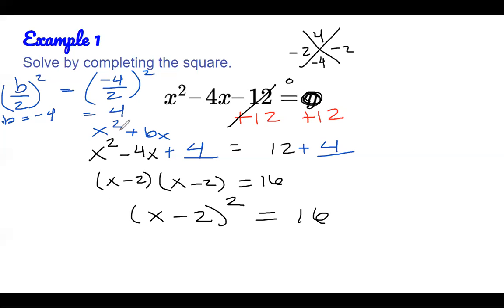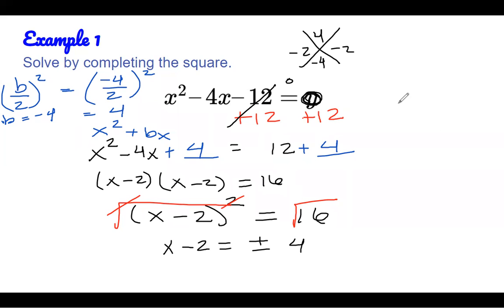Now, how do we solve here? We're going to take the square roots now. What happens to my square root and my square? It cancels out. And let's see what happens to my right side. We have now x minus 2 equals, but we're square rooting, so we have positive and negative 4. All right. Now, since we have two values, we're going to create two equations.